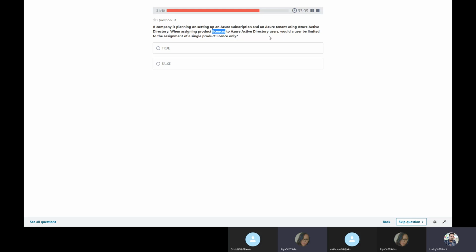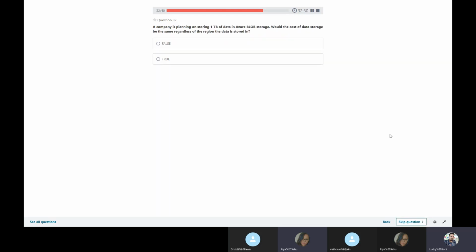Guys, one user can have multiple licenses also, right? Not only one license. Are you getting my point? It's clear-cut saying assignment of the single product license only. Means it will be false. You can have the license of Oracle, you can have the license of other paid services, right? Web servers, WebLogic, all those kinds of licenses if you would like to have as part of your product. So false. A user can have multiple licenses, right? As part of the single thing.